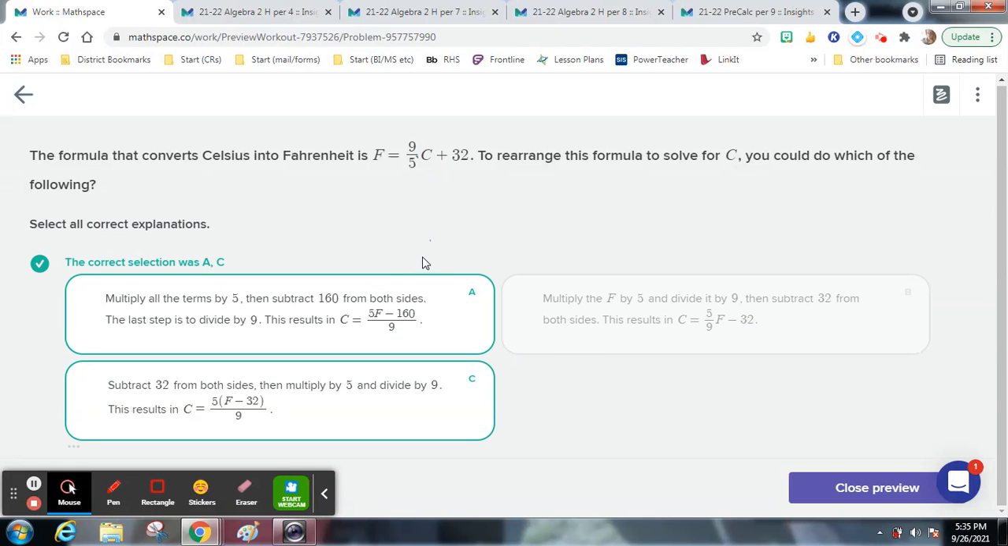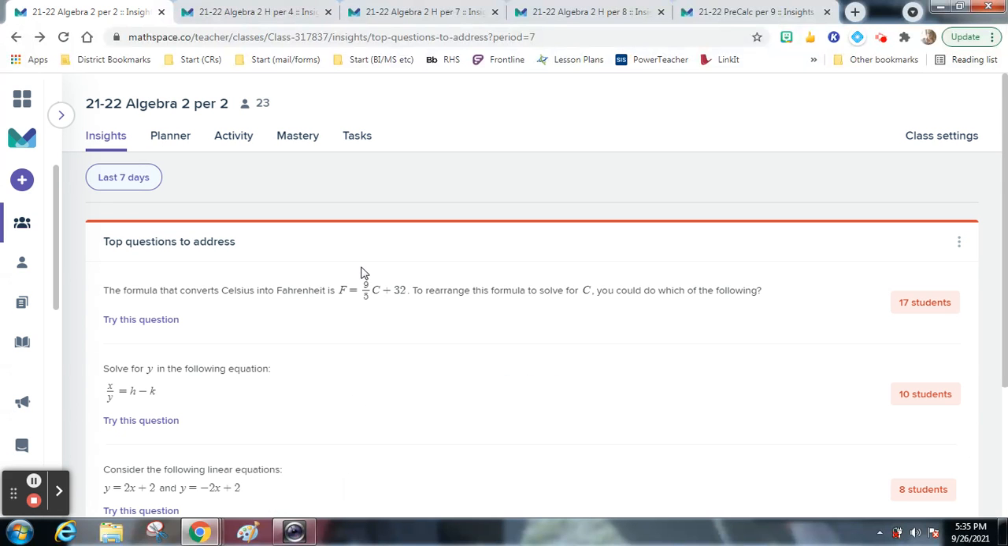They were just asking you, how do you solve for C, and looking at the multiple ways of doing that. Again, that was the top question for all of the classes. So hopefully that cleared you up on that one.